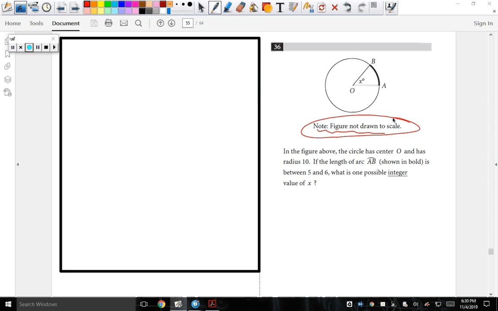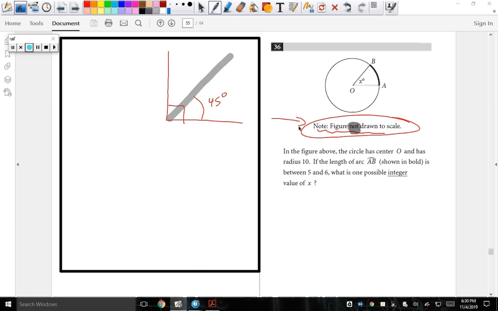Not drawn to scale. So don't assume, whenever it says not drawn to scale, if I have something like this and there's a line here, don't assume that this is cutting it perfectly in half to give 45 degrees, okay? That's what this statement means right here. It means that you have to use geometry knowledge to verify the pieces that are shown, okay?